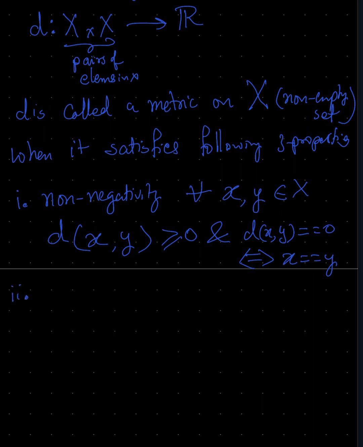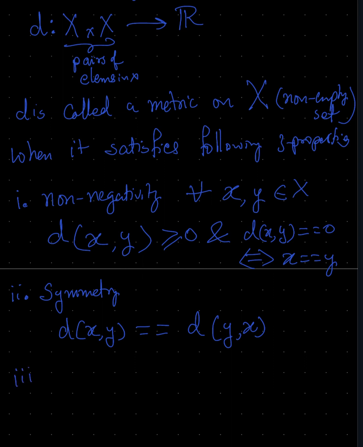The second property which needs to be satisfied is what we call symmetry, which says if you pick any two elements x, y in the set, the distance from x to y is the same as the distance from y to x.